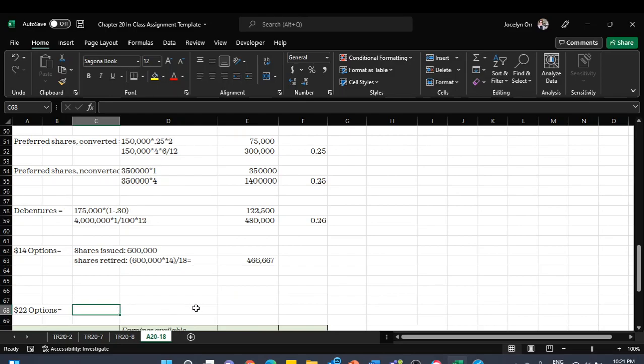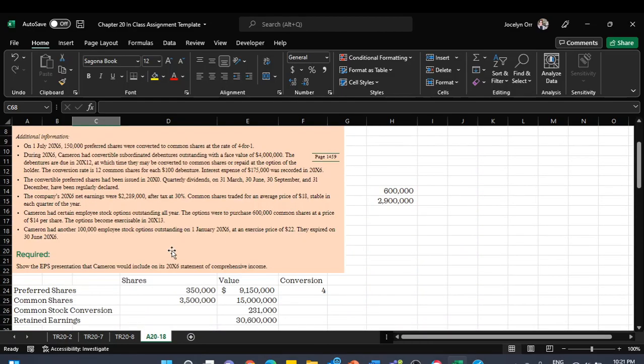So the $22 options must be evaluated for the period during which they were outstanding, which is only the first 2 quarters of the year. Okay, so because they expired on June 30th, they were only outstanding for the first half of the year. They had an exercise price of $22. Our market price was 18. They were never in the money, so they were never converted. And they have now been extinguished.